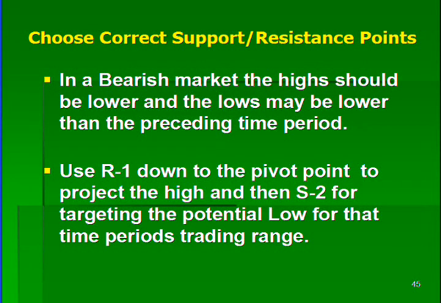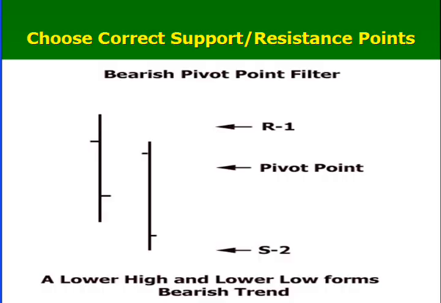So once again, in a bearish market, the highs should be what? Lower. The lows should be lower than the preceding time period. So in that scenario, I'm using R1 down to the pivot point to project the high, and then I'm looking for S2 for targeting the potential low for that next time period's trading range. And this is about what that would look like.